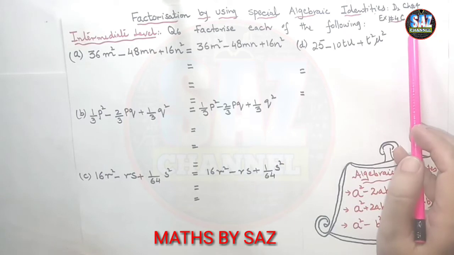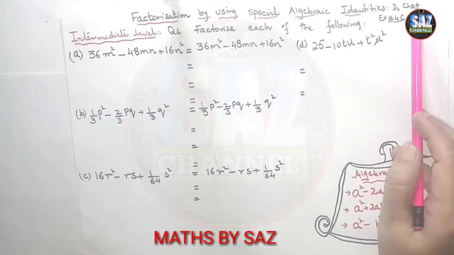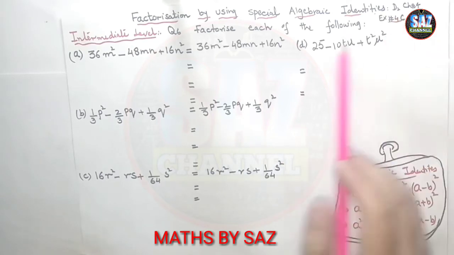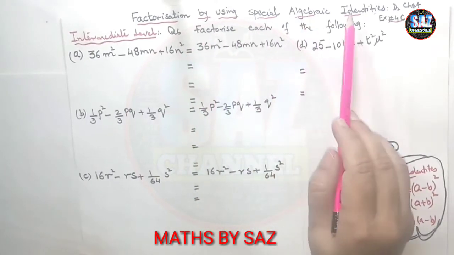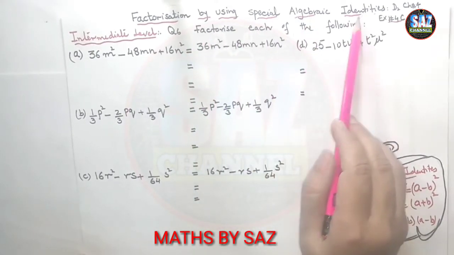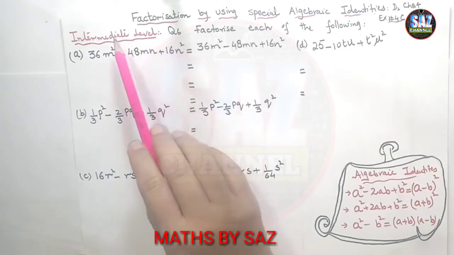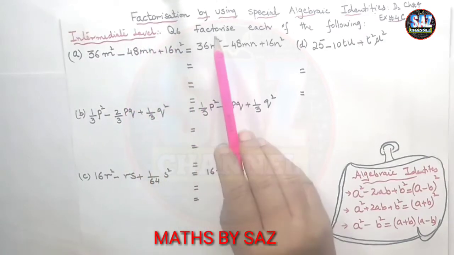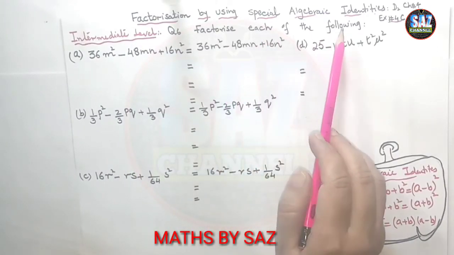This is my fifth lesson of D2 chapter number 4 exercise 4C, factorization by using special algebraic identities. In this lesson I will solve question number 6 of intermediate level that says factorize each of the following expressions completely.